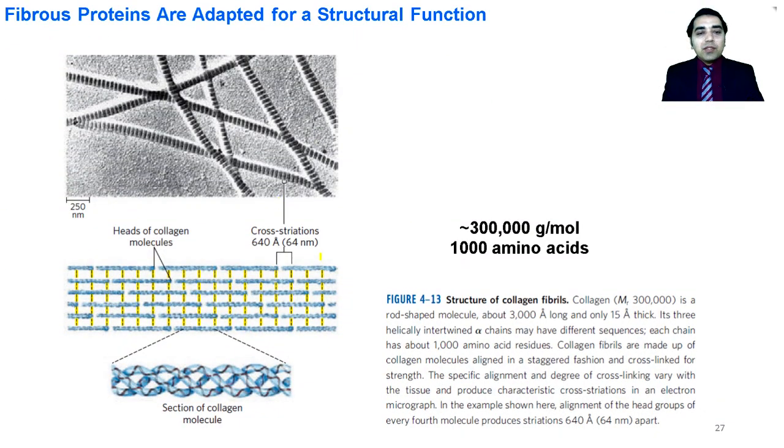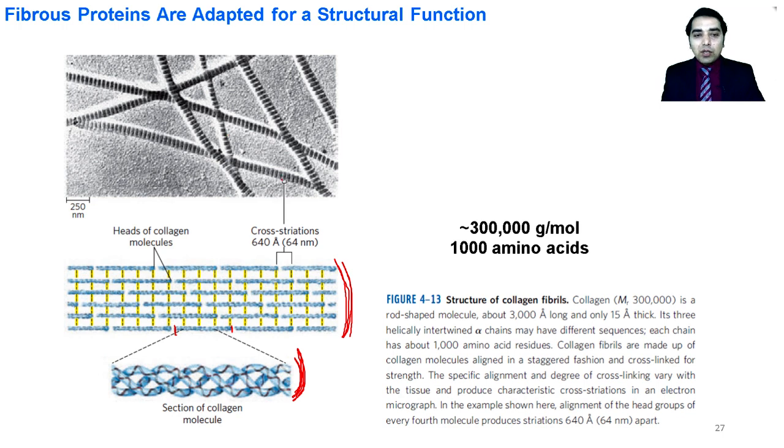So this is the structural organization of collagen. These are the 3 helices coiled tightly with each other, and this is one molecule of collagen. Different molecules of collagen are joined with each other through disulfide bonds, and we can see these are the heads of collagen molecules. These collagen filaments are staggered on each other and cross-linked to give strength.